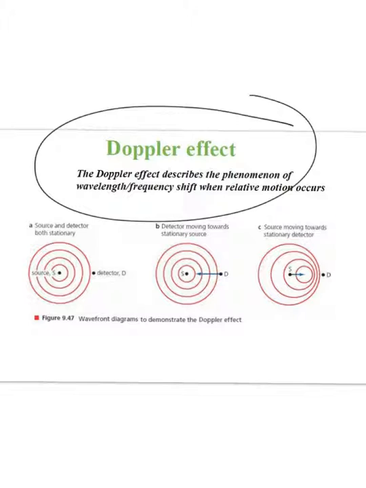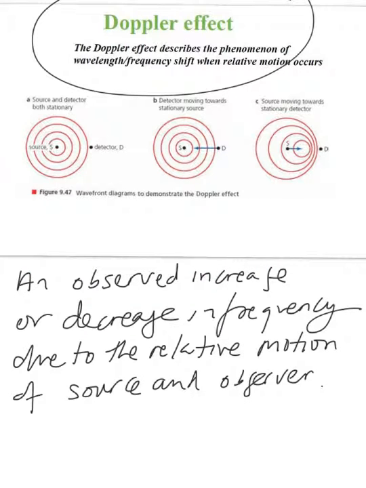The Doppler effect happens when either the observer, the person receiving the wave, in this case sound, moves towards the source, or if the source that's generating that sound happens to be moving towards the observer. By definition, the Doppler effect is an observed increase or decrease in frequency due to relative movement between source and observer. And here you have an exact definition.